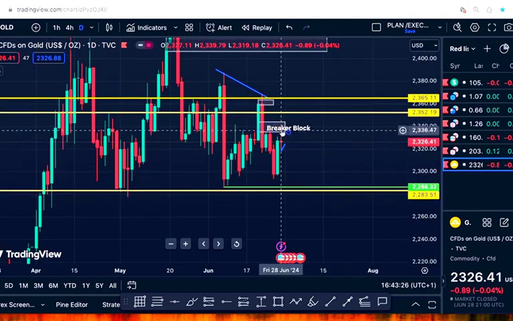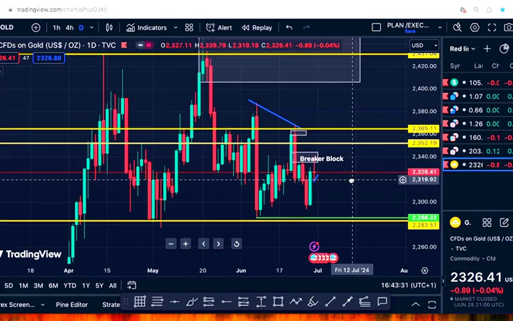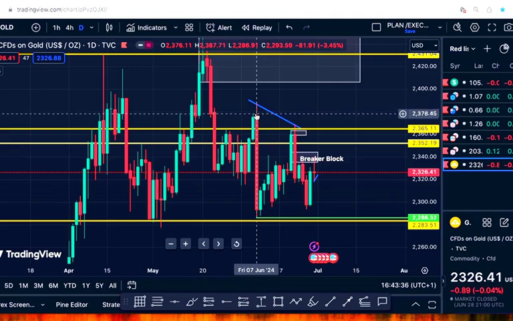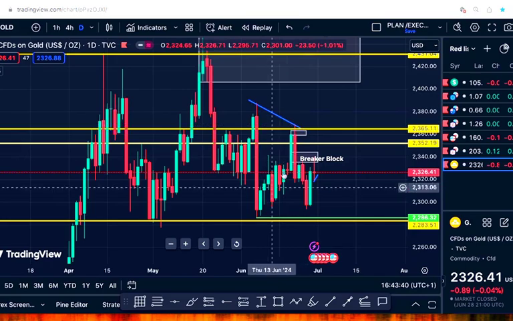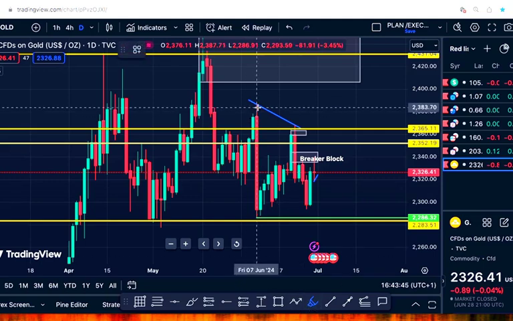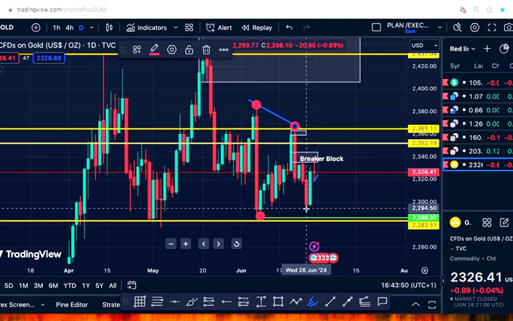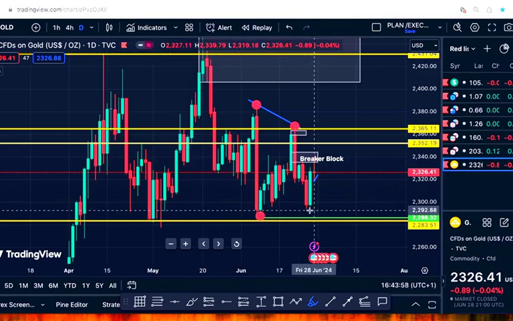I took this breaker block here to the downside. Gold has been ranging on the daily time frame, and since early June gold has been on a downtrend. So what are we seeing? We have price action giving us a lower low, higher low, then a lower high. But price did not break this low. That's why the gold market is interesting moving forward.